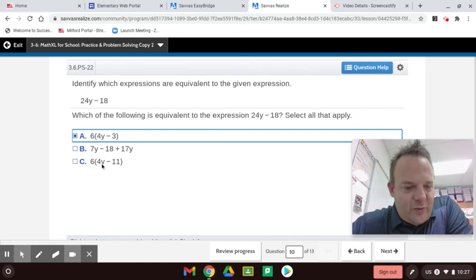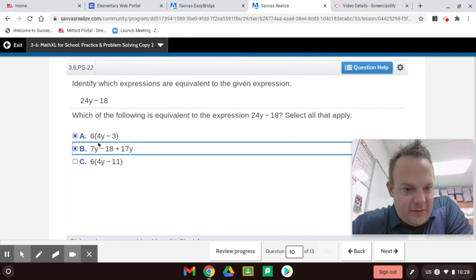6 times 4y is 24y. 6 times 11 is 66. Not that one. You see the 7y plus the 17y? Well, guys, that equals 24y. And the minus 18. So all three of these here are equivalent, but not that one.